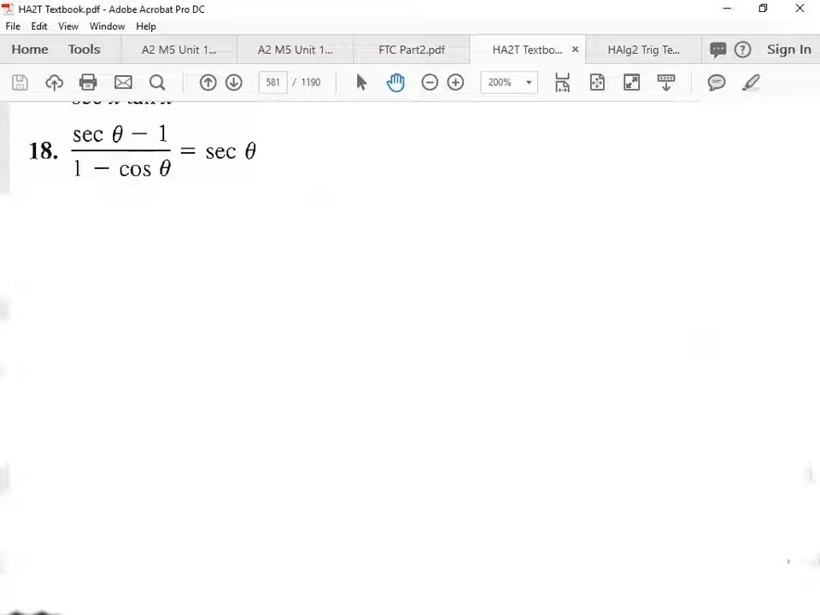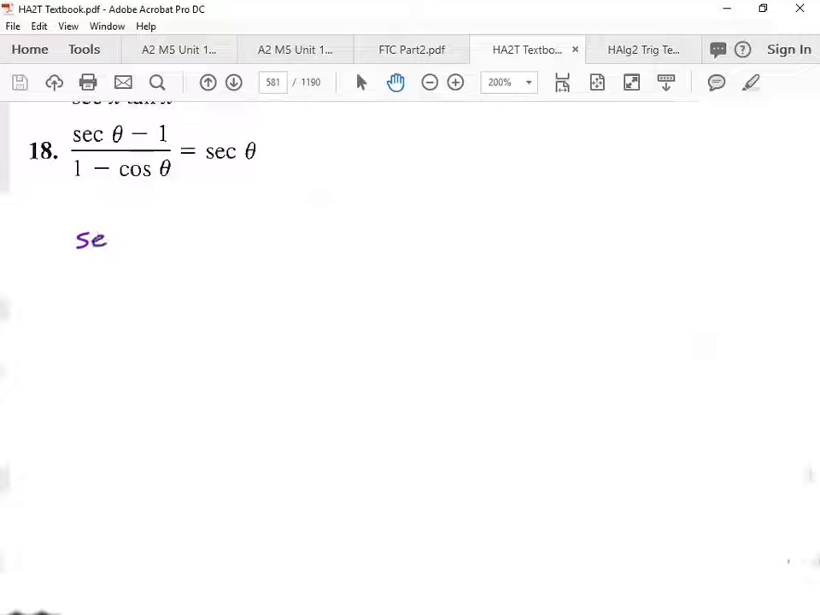Verification. I'm obviously going to go to the nasty looking side and try to make it look like the other side. So how would I do that with this? This is a bummer because I don't have a fraction on top and a fraction on bottom, because if I did, I could just multiply by the reciprocal.